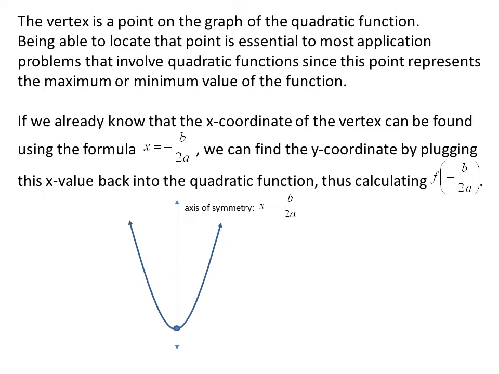So our axis of symmetry is x equals negative b over 2a. We know the vertex shares the same x value of negative b over 2a, and the y value we get just by plugging our x value of negative b over 2a back into our quadratic function.